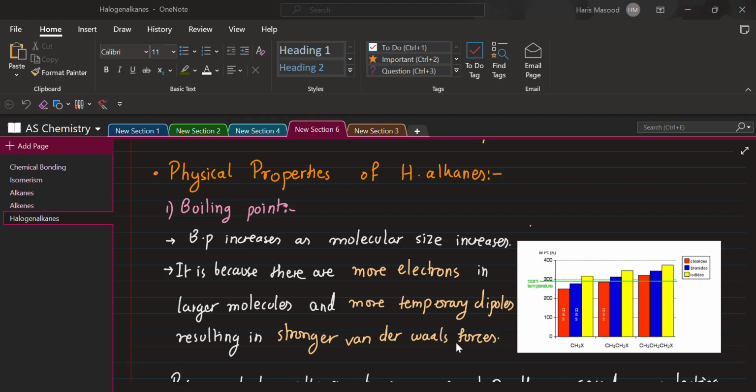So look into the graph. As we are increasing the carbon chain, the boiling points are increasing, and within the organic molecules, that is chlorides, bromides, iodides, the boiling point is also increasing. There is the same reason behind it. The number of electrons is increasing, so the van der Waals forces will become stronger, and there are more temporary dipoles. Clear?